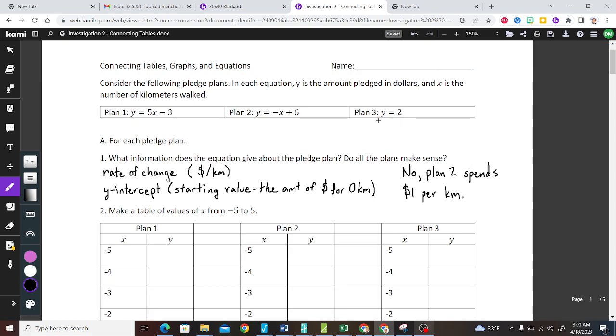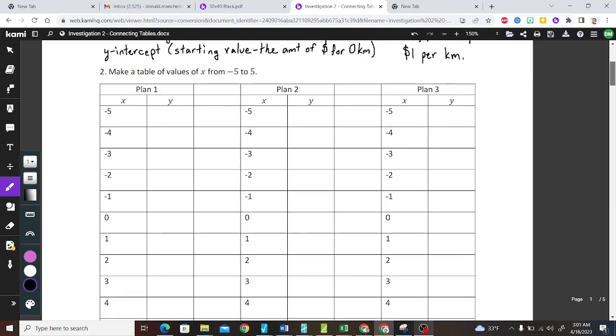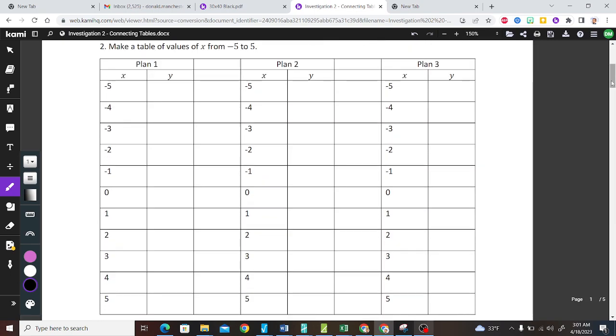Plan 3, it just stays constant. It's a $2 charge or a $2 fee no matter how many kilometers walked. We've seen problems like that before too. So we've seen plans that work that way. So I would say that plan 3, although a little weird, does make sense.